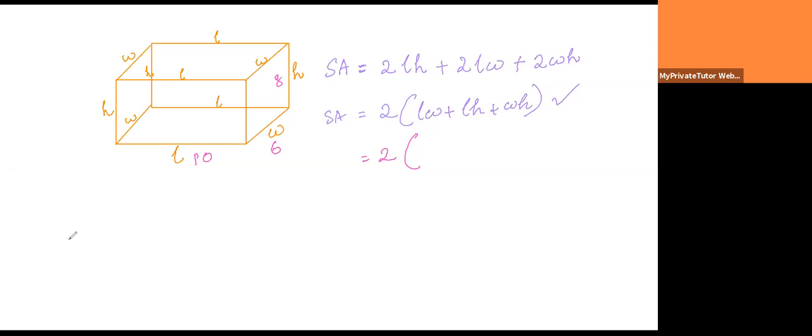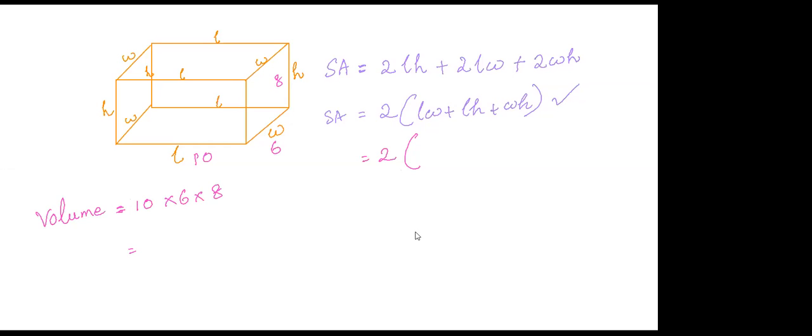And then the volume. Finding the volume is very straightforward, because it has 3 dimensions. So multiply the length, width, and height. Just do that. 10 times 6 is 60. So 60 times 8.